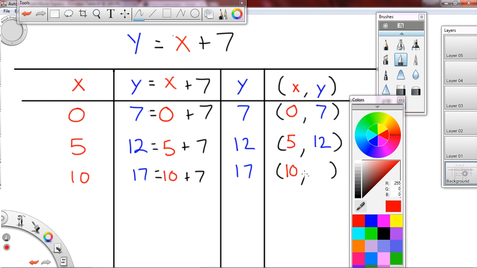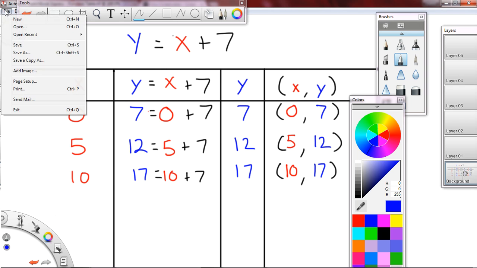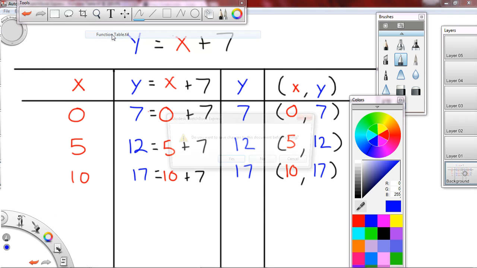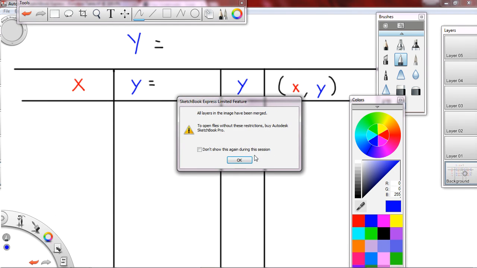So when x is 10, the number that I get spit back out with this particular function is going to be 17 for y. Right? That's the basics of graphing a function. Now let's do another one. All right, let's try another function.